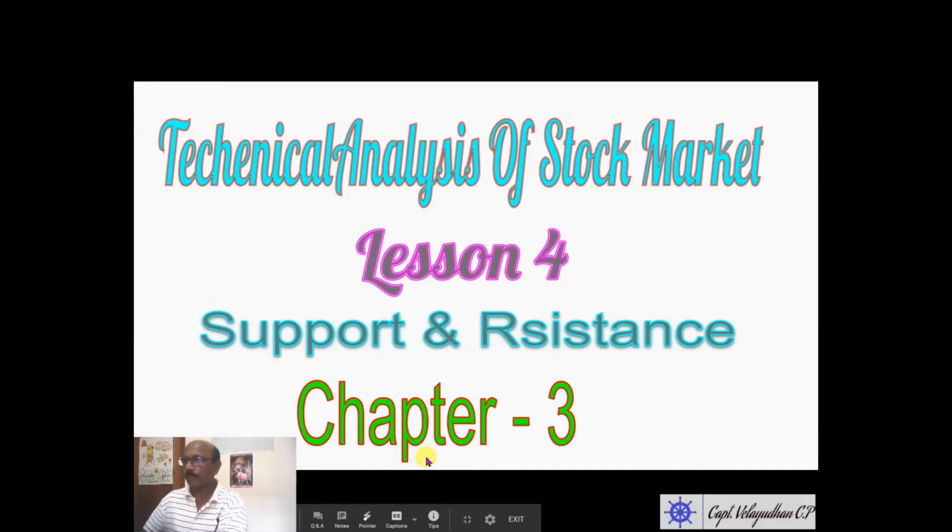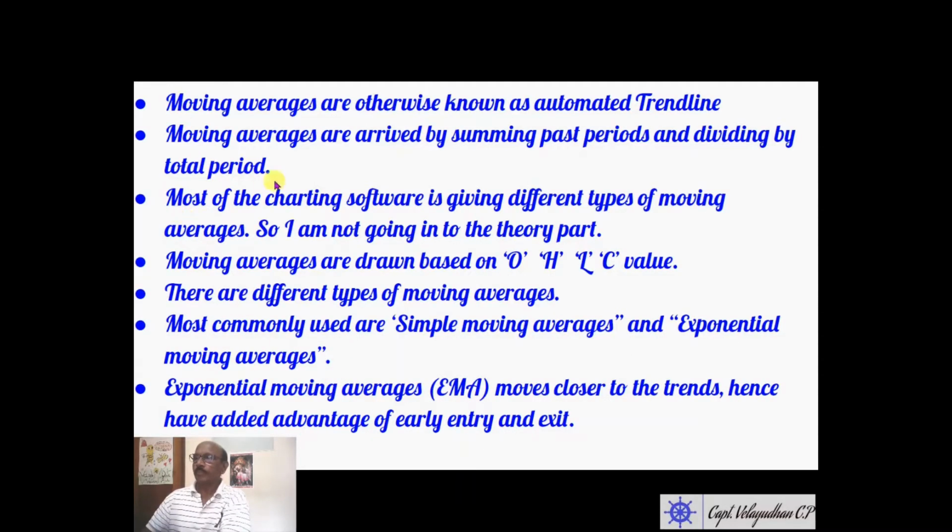Today we will start with chapter 3, moving averages. Moving averages are otherwise known as automated trend line.